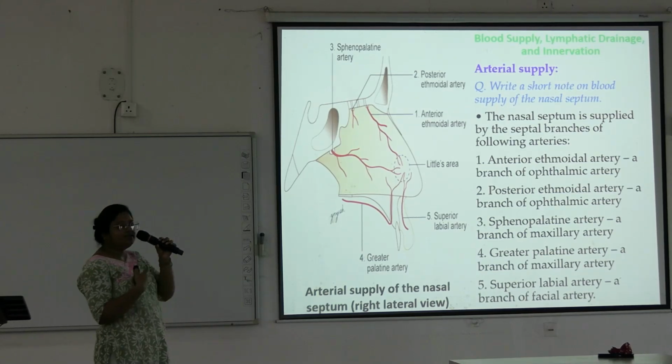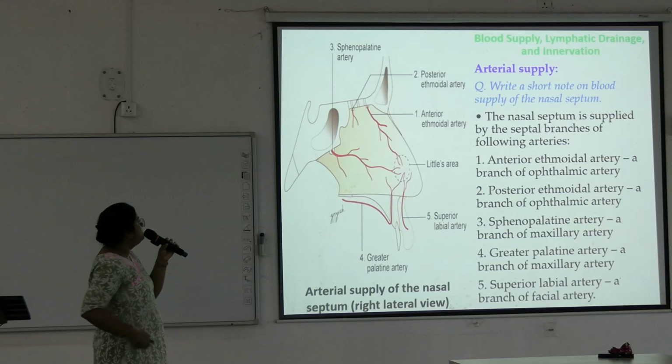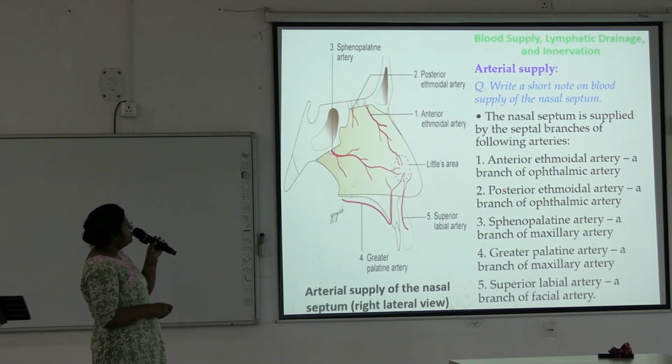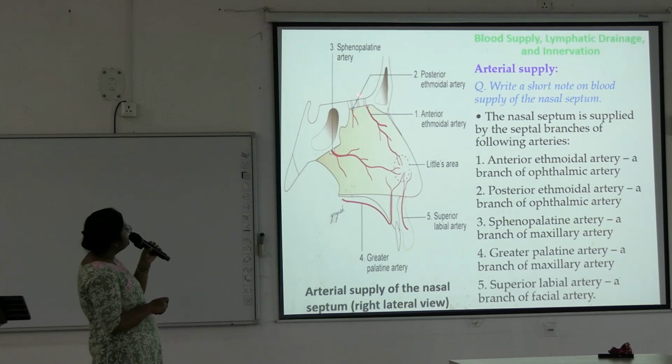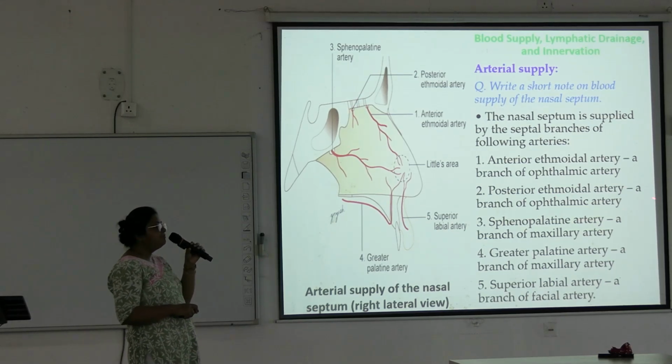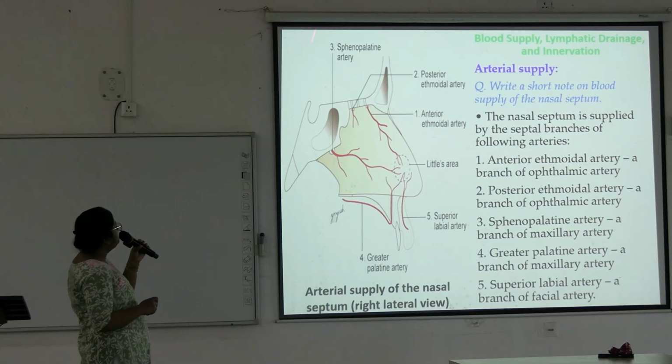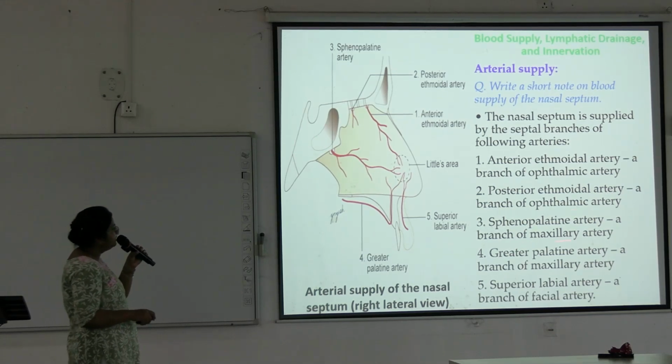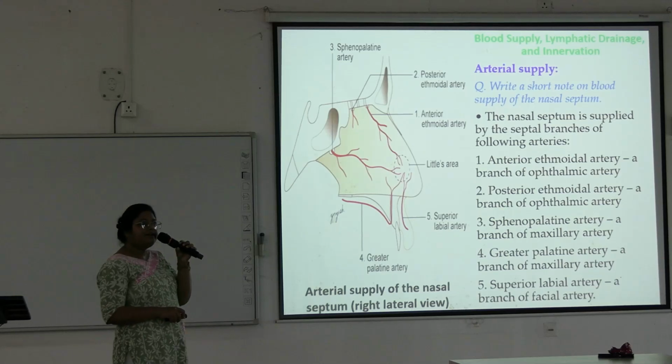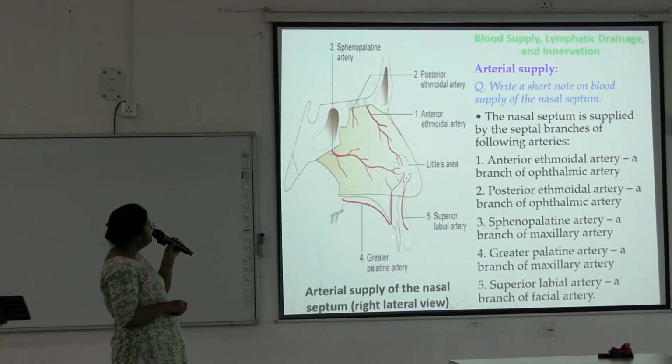You practice a schematic diagram like this, okay, for blood supply. So the posterior ethmoidal artery, this one, is a branch of the ophthalmic artery. Next is the sphenopalatine artery. This is the sphenopalatine artery, which is a branch of the maxillary artery. And here is the greater palatine artery, which is entering the nasal cavity from the oral cavity through the incisive canal. Okay. So the greater palatine artery is a branch of the maxillary artery, and the superior labial artery is a branch of the facial artery.